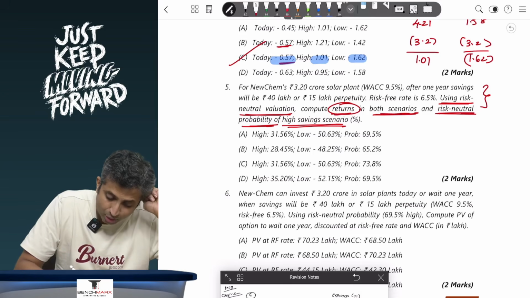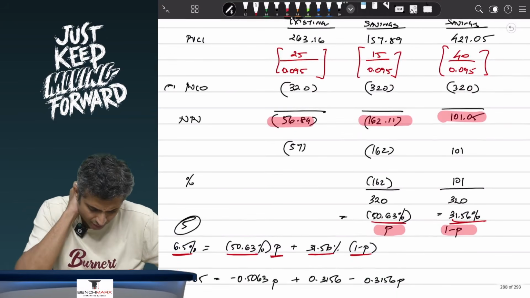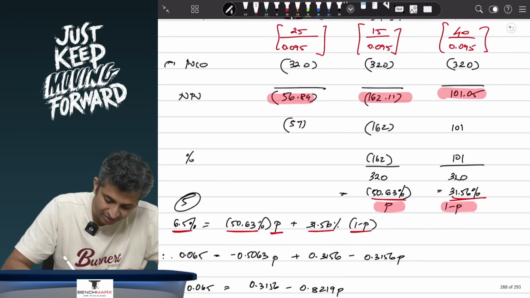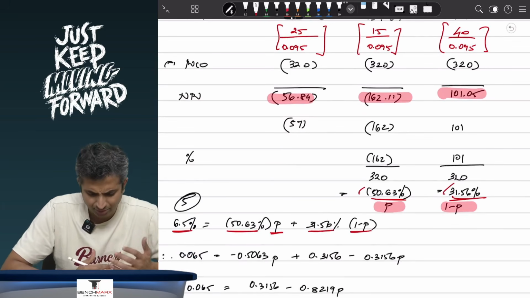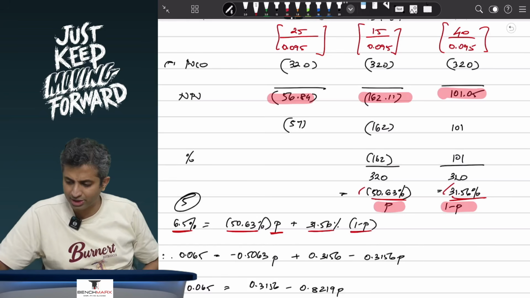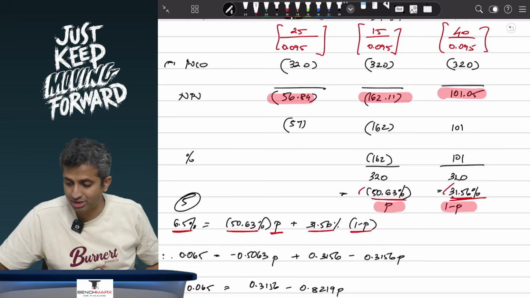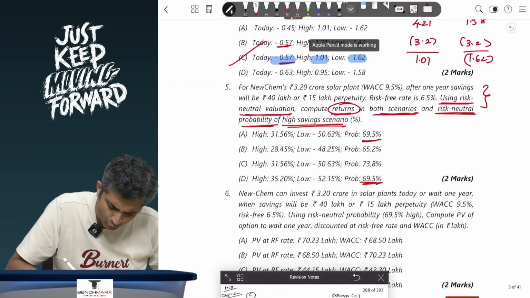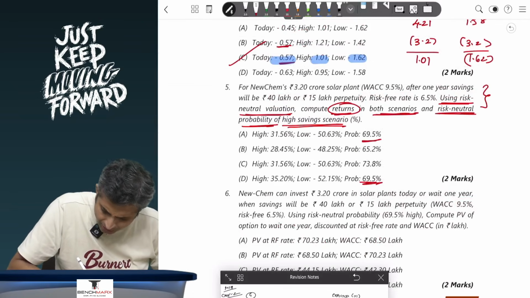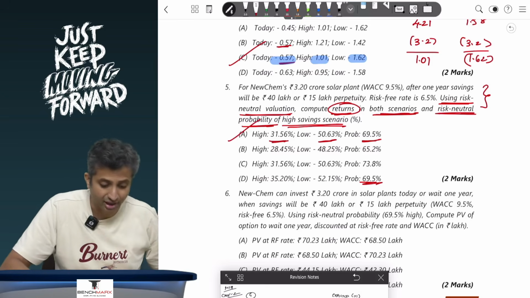Compute the returns in both scenarios. Oh, so we look at the probabilities. First, the probability of, I think this is 69.5, and you want to find the returns under both scenarios. We'll say that the returns over here will be a negative 50.63% and a 31.56%. So 101 is the NPV on a 320 investment. This is 31.56. 162 is a negative NPV on a 320 investment. That's a negative 51 approximately. So over here there's a low of negative 51 and a high of 31.56. I think the answer is A.